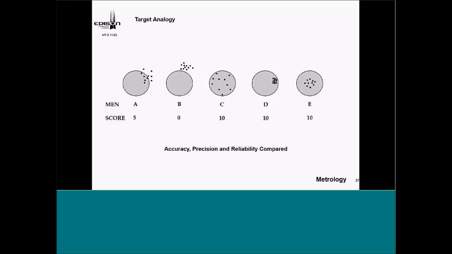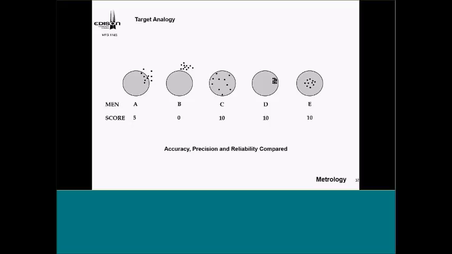So let's see what happens here. Okay, we got 5 men. And we can see man A has 5, man B has 0, man C has 10, man D has 10, man E has 10. So I'll ask them, okay, who's accurate? And they'll say, it looks like he's more accurate than anyone. Okay. And why do you say that? Well, it's in the middle.